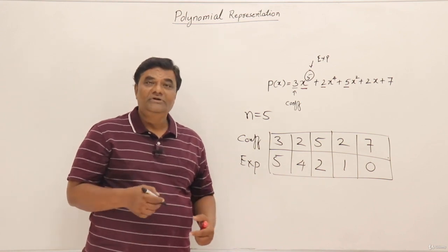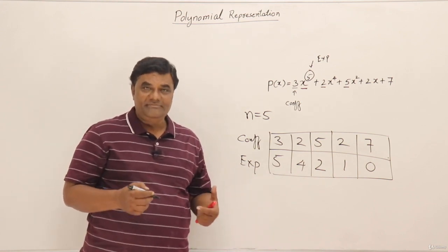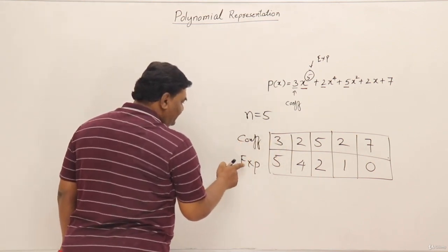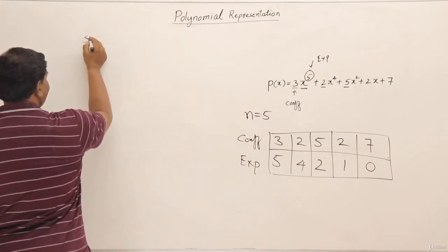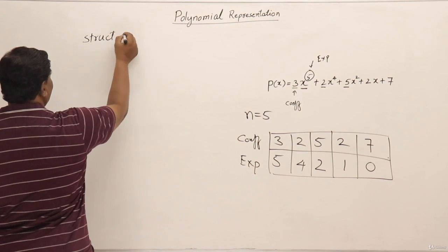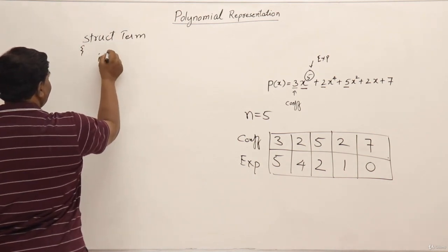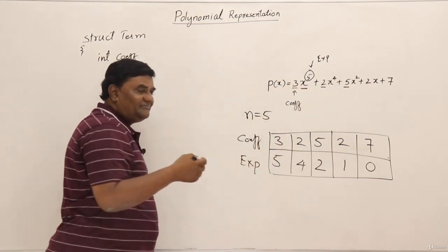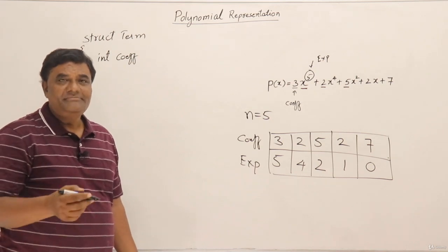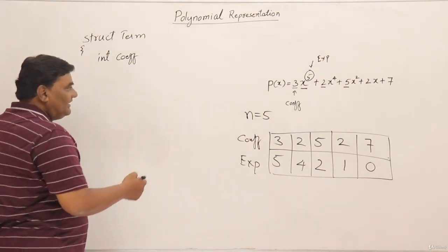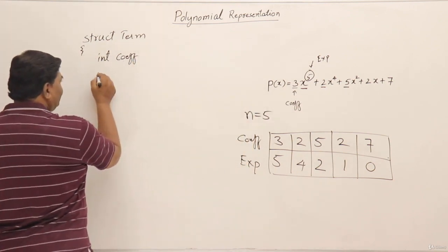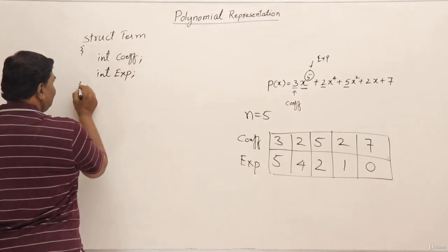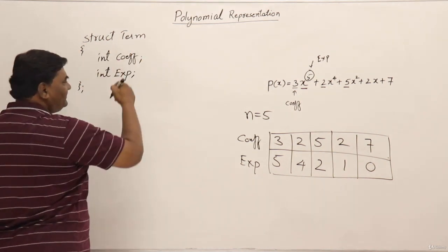Now programmatically, how to represent this one? In a C program, how to represent this one? For a C program, first of all, we will define a term. A term has a coefficient and exponent. So I will define it as struct term. This term should have an integer coefficient. See, these coefficient values 3, 2, 5 can be integer or float or double also. Depending on the requirement, you can change the data type. And this exponent is always integer type. So I have taken 2 members and this is a term. I am calling it term.